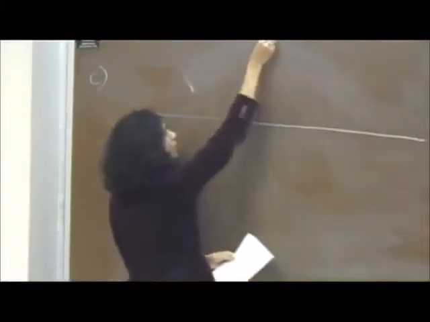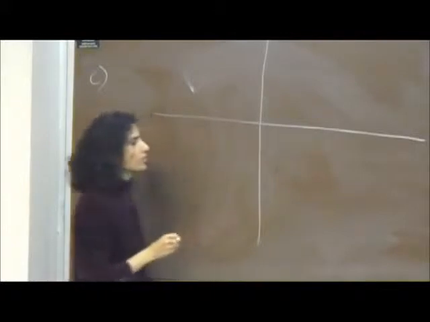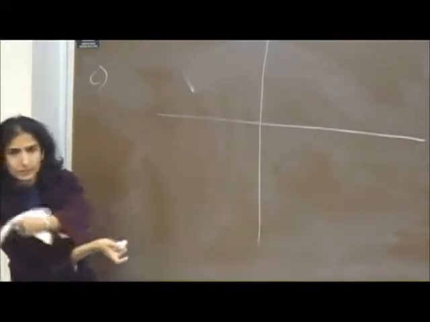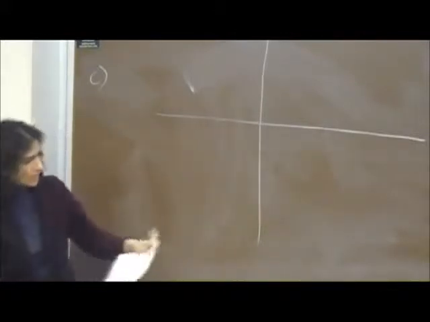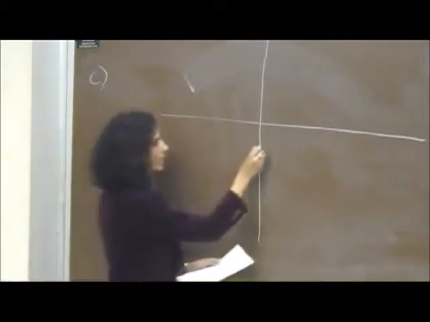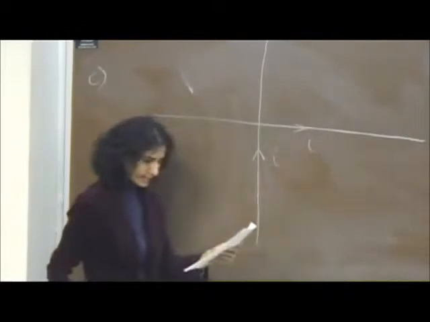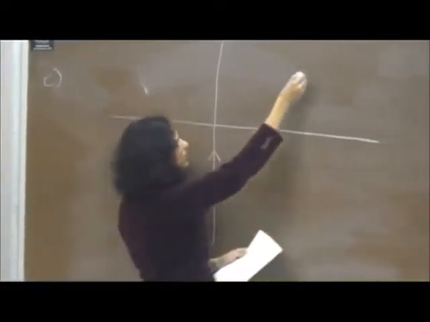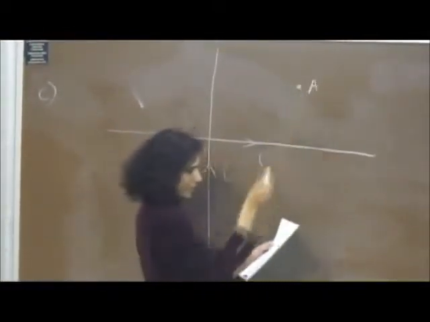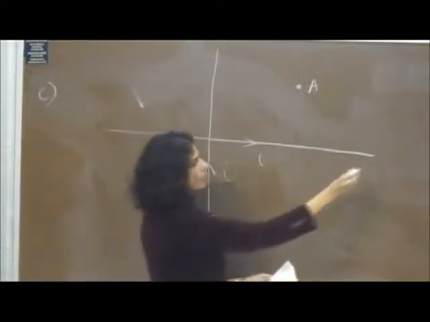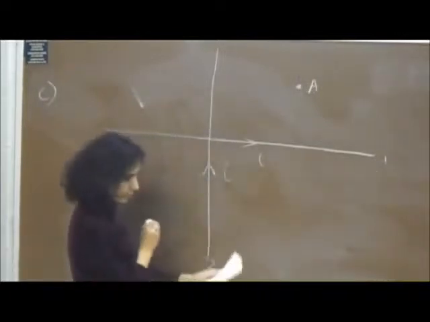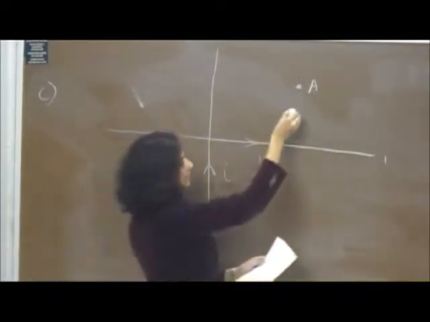In the third question, you are shown two wires that are perpendicular to each other, very close to each other, one on top of the other, extremely close like this. One of them is carrying current like this, and the other is carrying current like this, and you have some point A over here, which is at a distance... let's call this wire 1, and let's call this wire 2. So this is at a distance D1.